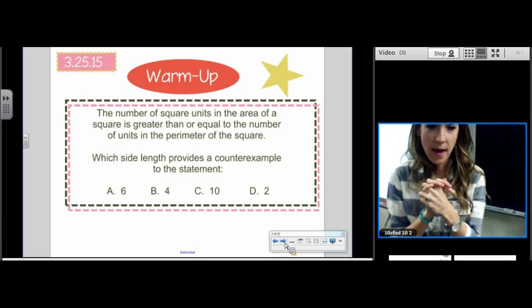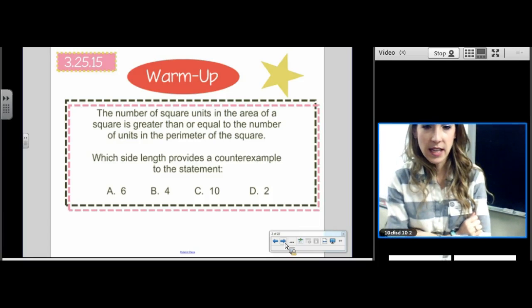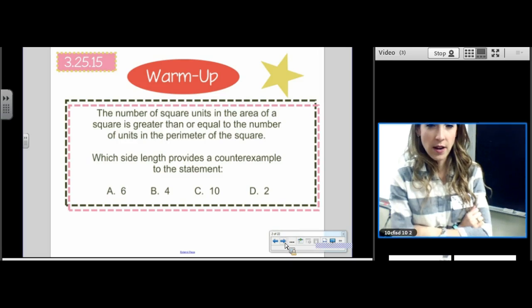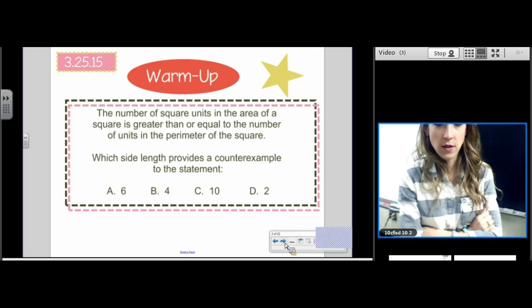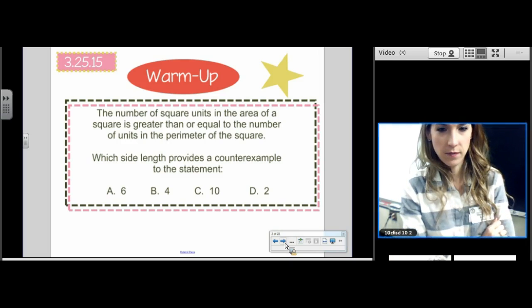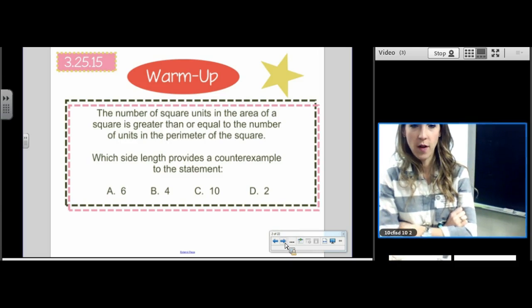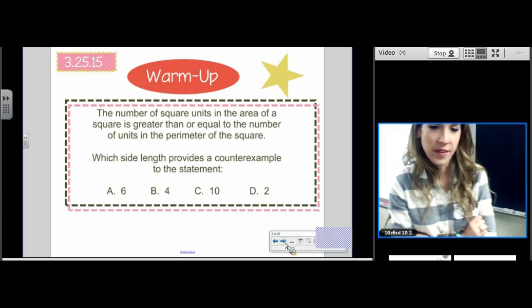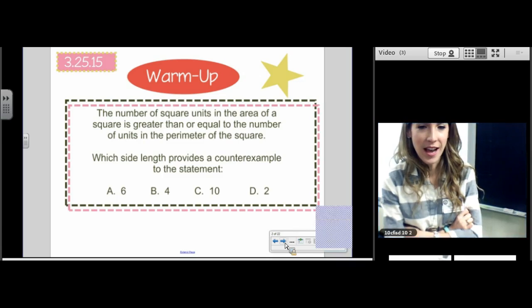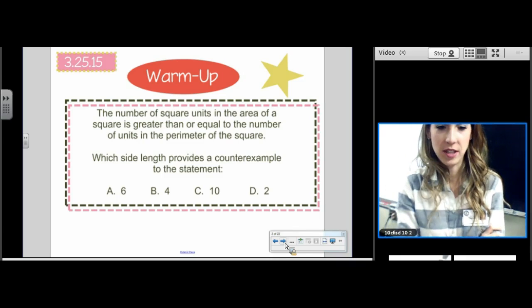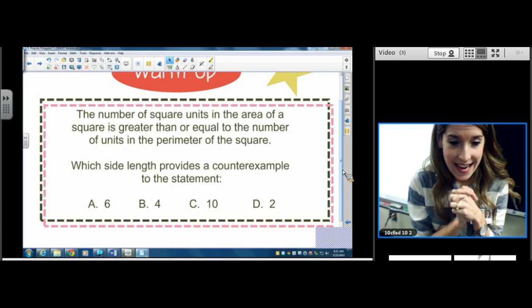Here's today's warm-up. The number of square units in the area of a square is greater than or equal to the number of units in the perimeter of the square. True or false? Well, it's false because it's asking which side length provides a counterexample to the statement. Don't put your answer yet. Answer to the warm-up is D, yes.